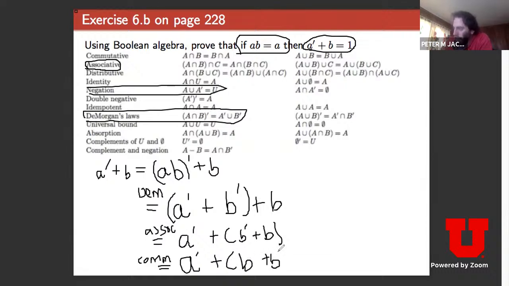And then as Mike points out, now we can apply negation. When we apply negation, the B plus B prime becomes the universe, which is 1 in our Boolean algebra. So this is now A prime plus 1. And then we're almost there. Again, we want to get 1. That's what we're after. So what's the next simplification that we need to make?